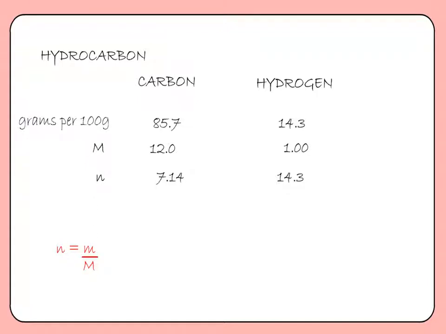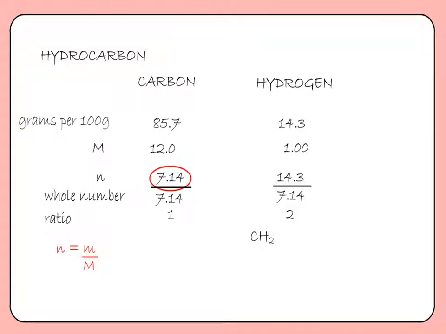We need to change this to the simplest whole number ratio, so we divide through by the smallest value, that is 7.14. This gives us a whole number ratio of 1 mole of carbon to 2 moles of hydrogen. Our compound would therefore have the empirical formula of CH2.